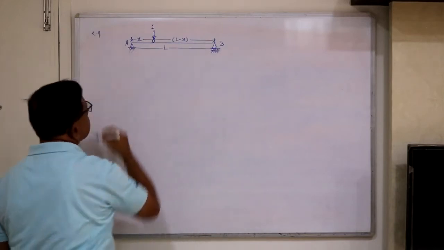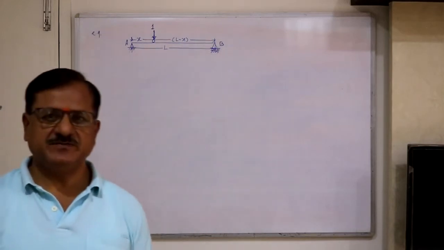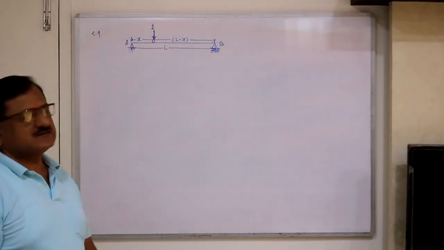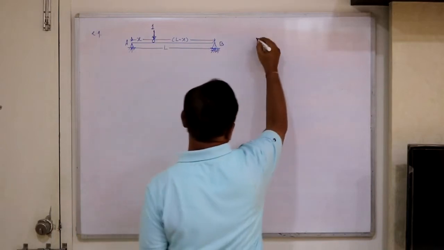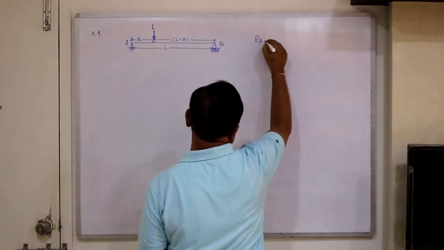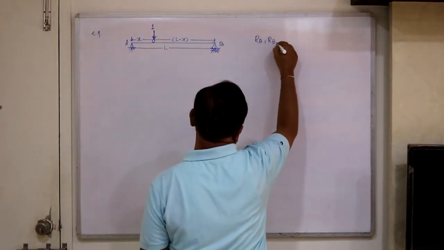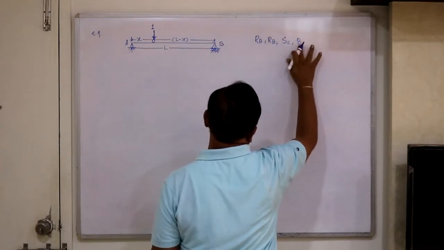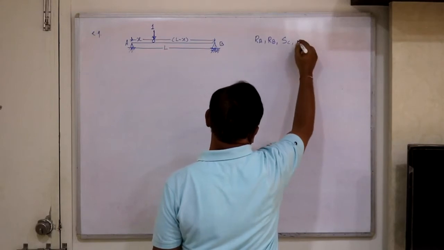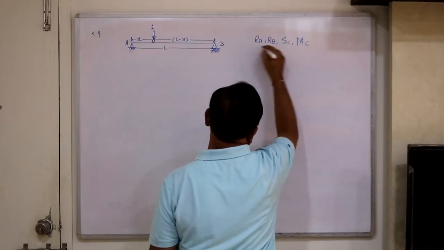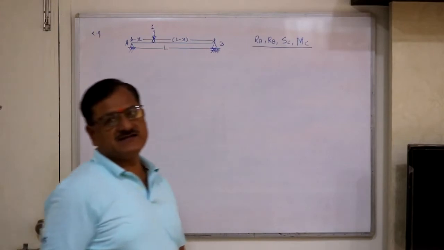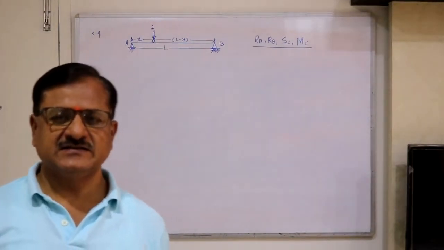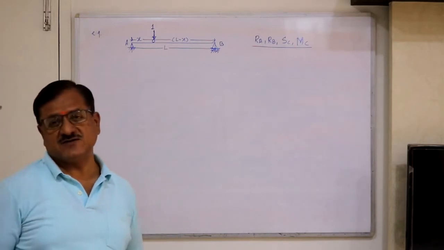So this is the simply supported beam. Now, the various possible ILDs for this: we have to construct ILD for RA, ILD for RB, then shear force and bending moment at any section, say section C. So these are the four possible ILDs.